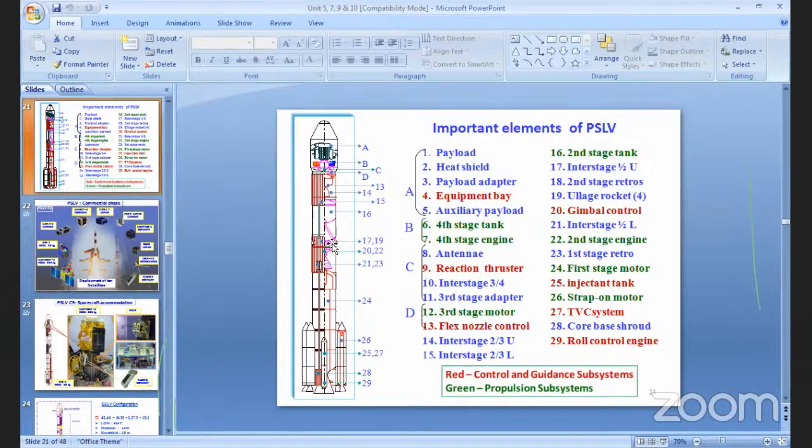And 19th is an Ullage rocket. 20th is a control called the gimbal control. 21, again, the interstage of the second stage; in the second stage, it has a lower interstage. 17 is the upper interstage, and 22 is the second stage. Sorry, 21 is the interstage of the second stage engine, and 23 is the first stage retro.